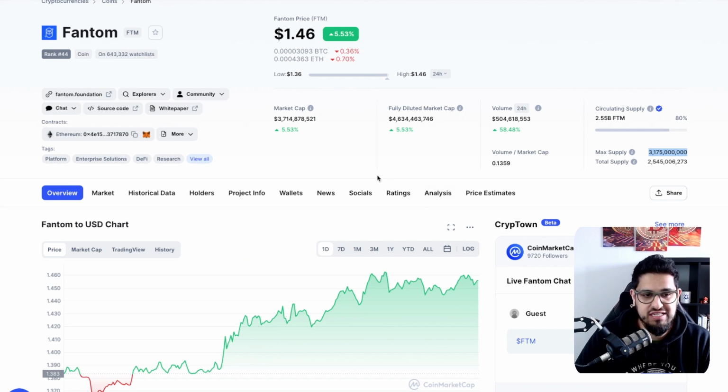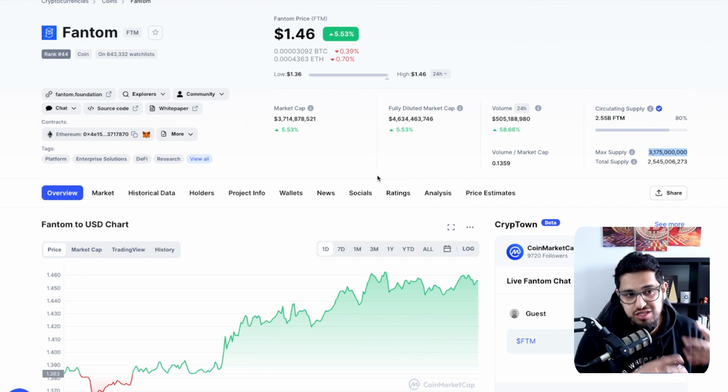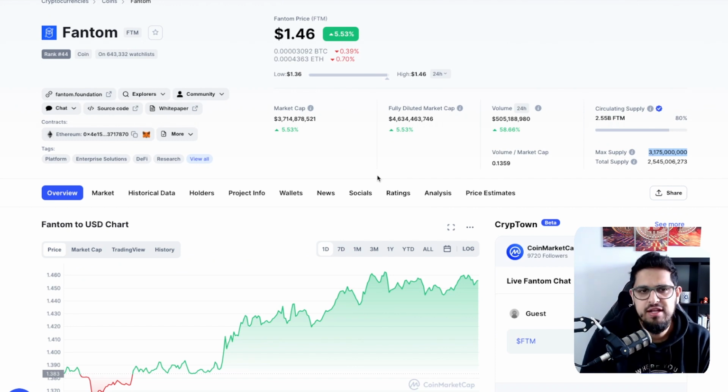Now, to put this into perspective, things like Avalanche, Luna, Ethereum, they don't have a max supply. Theoretically, they can continue to mint, create new tokens, and release them into the market. Now, that has its pros and it has its cons. Now, the obvious con, which we've just discussed, is if you keep creating more tokens, you're devaluing your existing tokens.